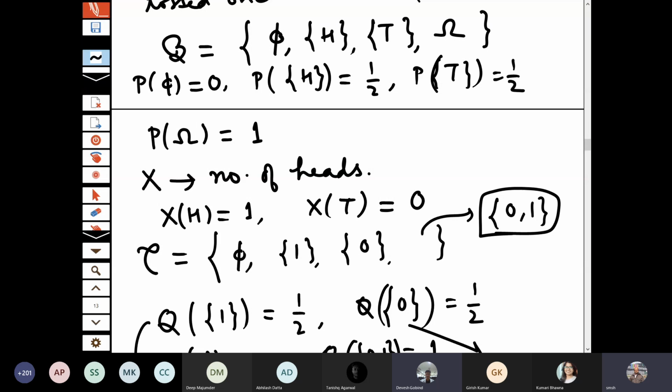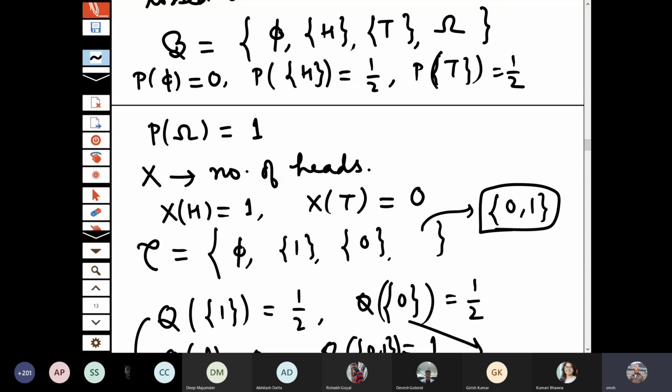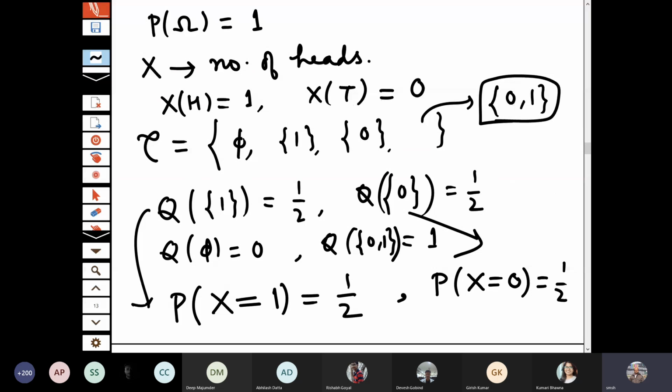Sir, could you please again explain why X of H is equal to 1 and X of T is equal to 0? So we are defining X to be the number of heads. So if H comes, the number of heads is 1, and if the tail comes, then the number of heads is 0. So X of H is 1 and X of T is 0. Is that all right? Yes, sir.